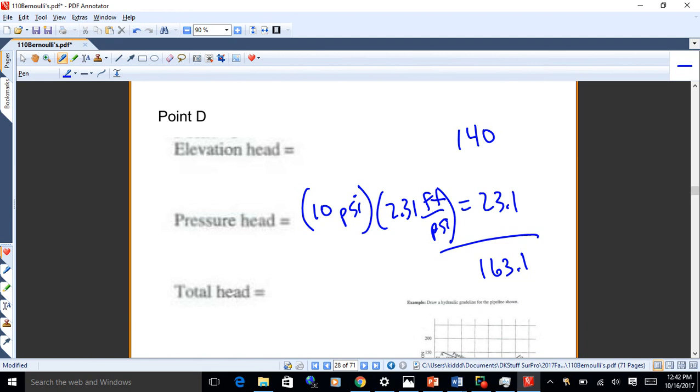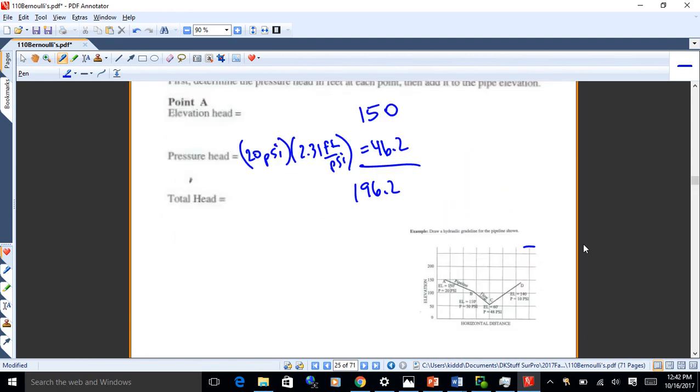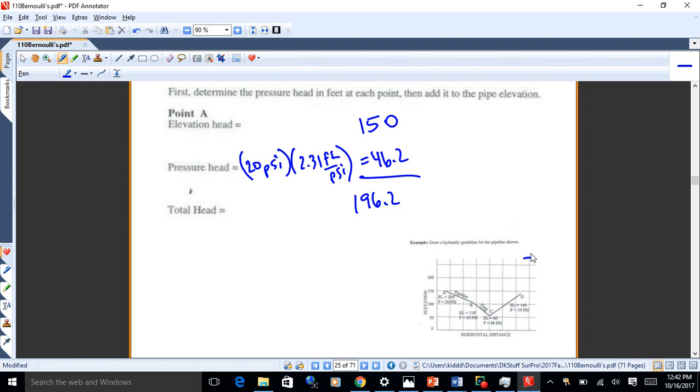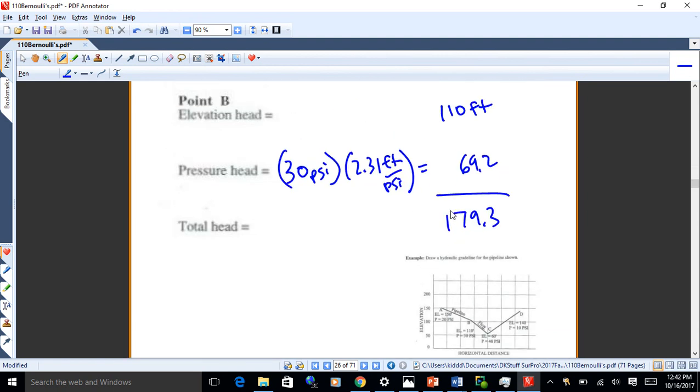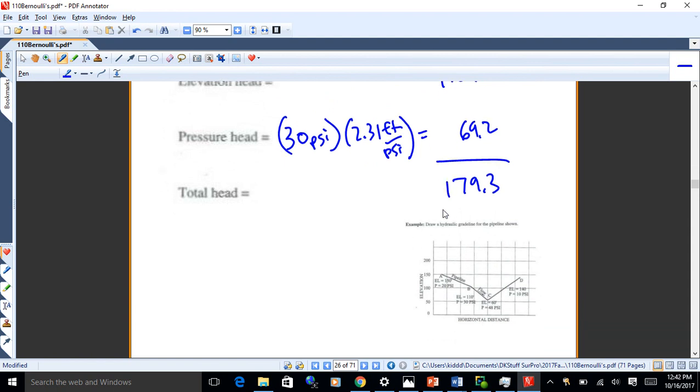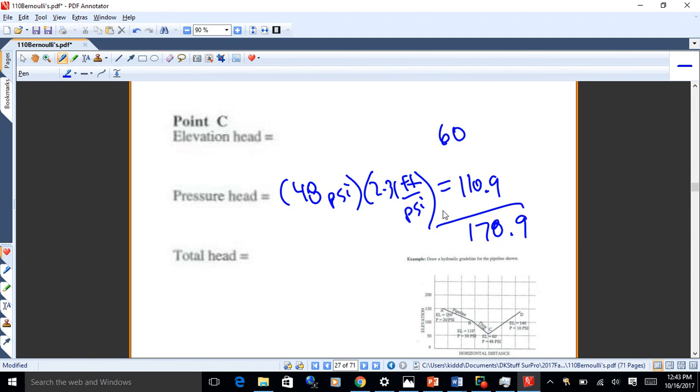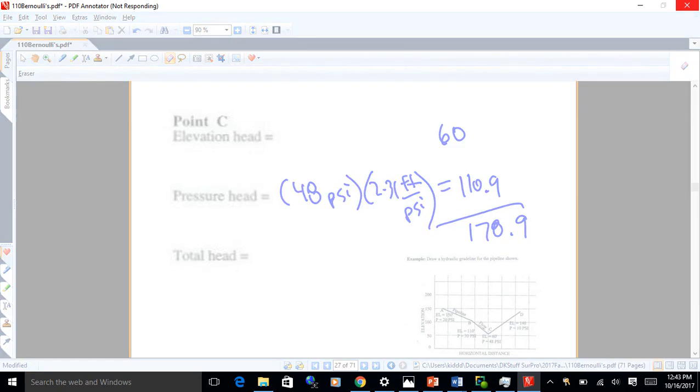Let's get those elevations and just plot them out. Okay, so 150 and 46.2 gets you 196.2. 110 and 69.2 gets you 179.3. And then 60 for elevation, and then the 48 PSI gets you 110.9. So add the 60 and the 110.9, and you get 170.9.